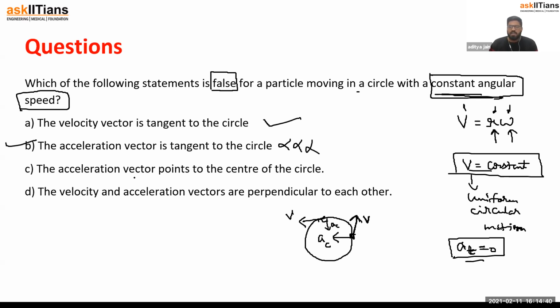Now see option C. Acceleration vector points to the center of the circle. Yes, the centripetal acceleration is there, which is pointing to the center of the circle. What about D? Velocity and acceleration vectors are perpendicular to each other. Yes, I have already told you, velocity and centripetal acceleration will be perpendicular to each other at every point of the circle. So the false statement is option B, that the acceleration vector is tangent, because tangential acceleration is zero in the case of constant speed.